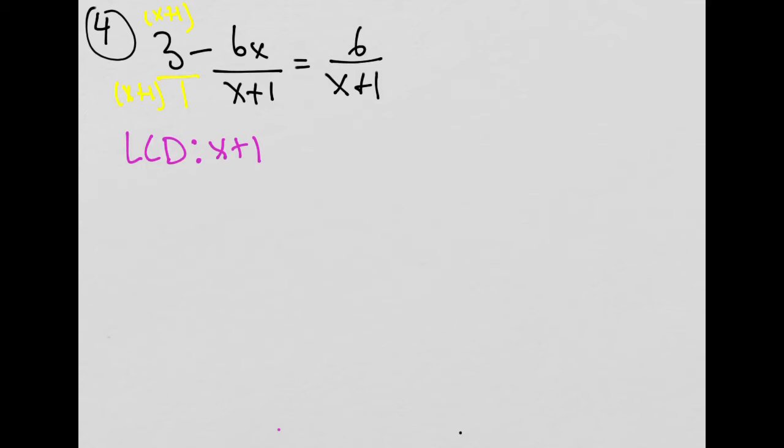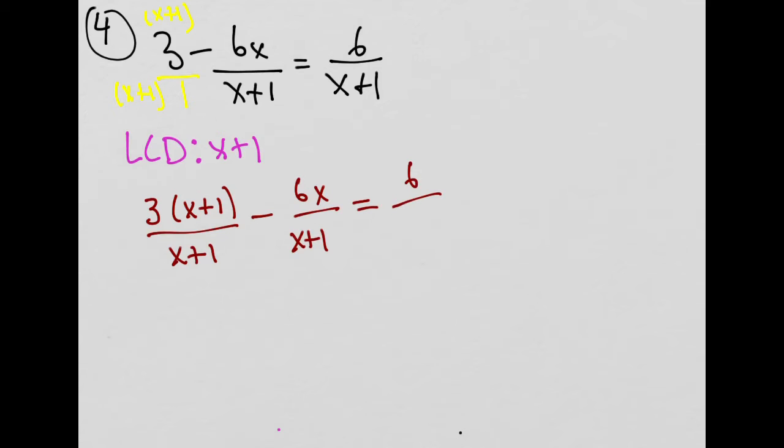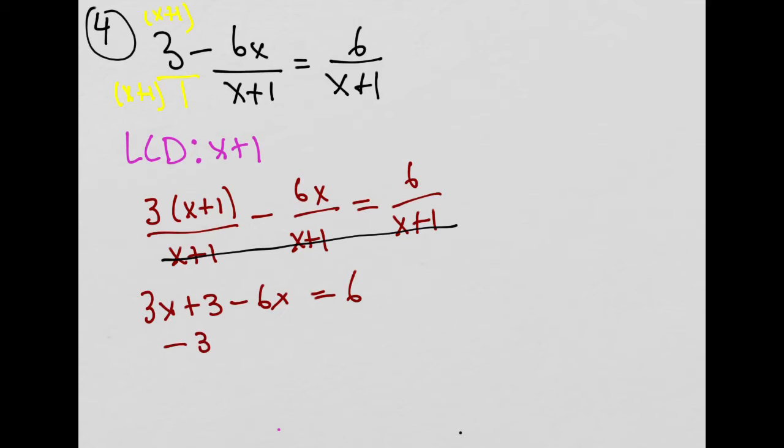So then I'm going to go ahead and rewrite that. So I have 3 times x plus 1 over x plus 1 minus 6x over x plus 1 equals 6 over x plus 1. Again, since it's an equation, when the denominator is the same, we go ahead and cross it out. So now at the top, we're going to have 3x plus 3 minus 6x equals 6. We're going to go ahead and combine like terms. So we have negative 3x plus 3 equals 6.